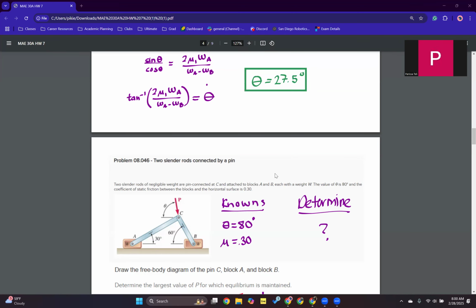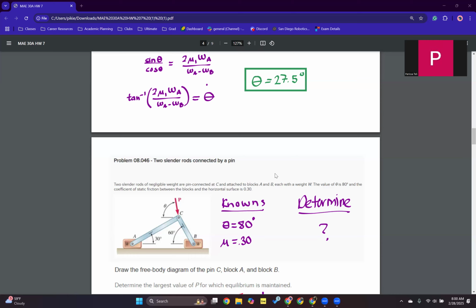Okay, welcome to a review of Homework 7, Problem 2. This is problem 8.046, two slender rods connected by a pin. The problem states we have two slender rods of negligible weight that are pin connected at C and attached to blocks A and B, each with a weight W. The value of theta is 80 degrees and the coefficient of static friction between the blocks and the horizontal surface is 30 degrees.